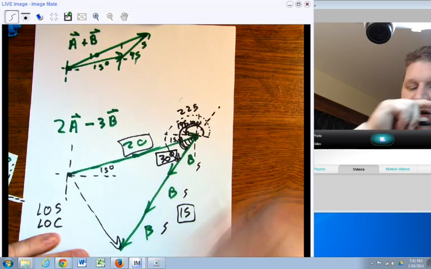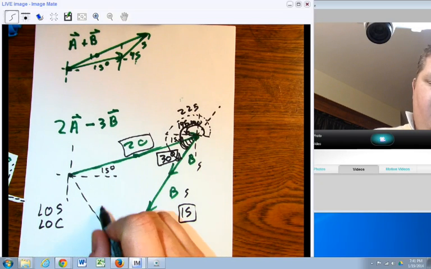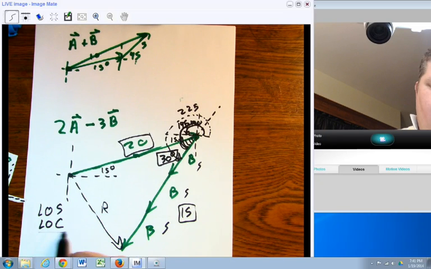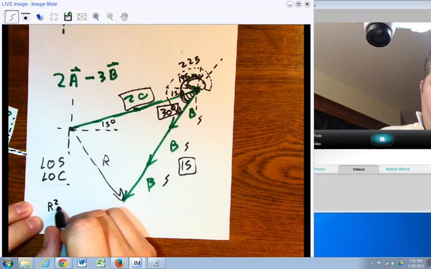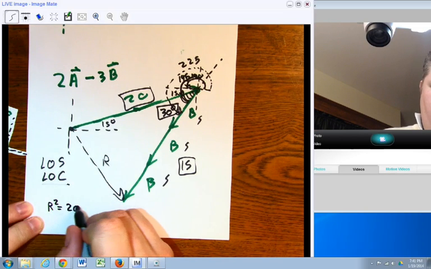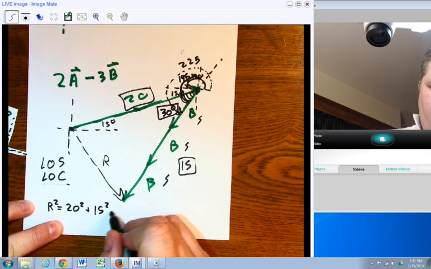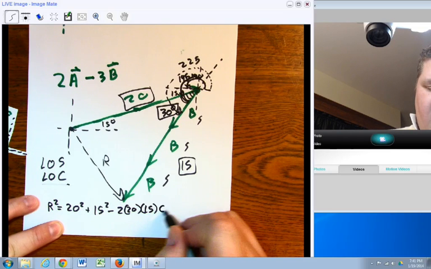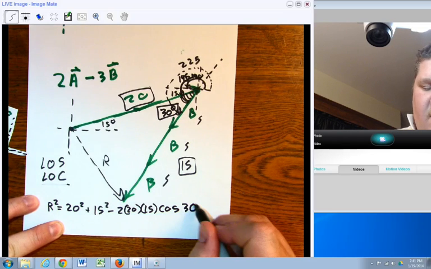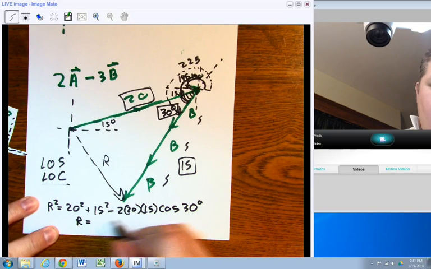Now you can't use the 30, 60, 90 because I have no 90s. But if I wanted to find the resultant, I would use the law of cosines and say r squared equals 20 squared plus 15 squared minus 2 times 20 times 15 cosine of 30 degrees. If you work this out, you will get r equals a value.